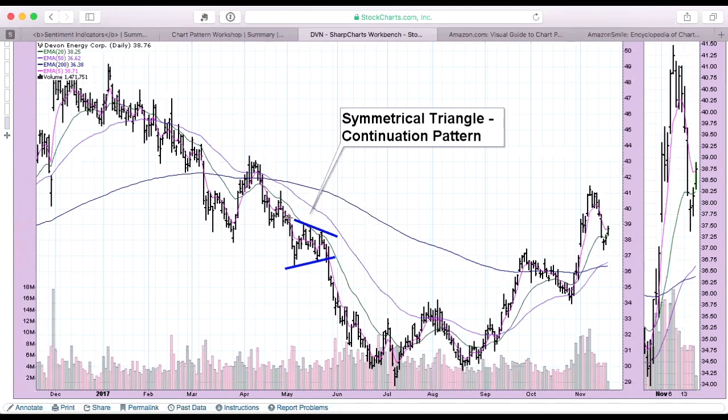So you should expect it to break down when you're coming into it from a declining trend, and you should expect it to break out if it comes up into the pattern, and it'll continue the previous trend.